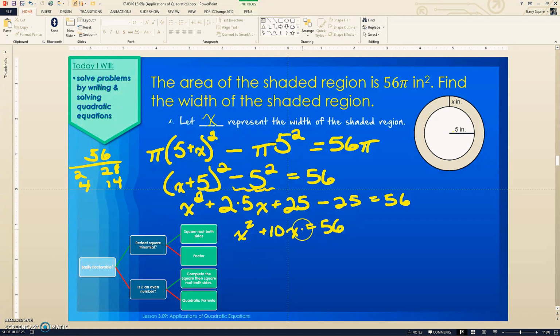Well, that's actually going to work. So we could do it with factoring. But you know what? Let's not. Let's complete the square for this one, because it's not easily factorable.